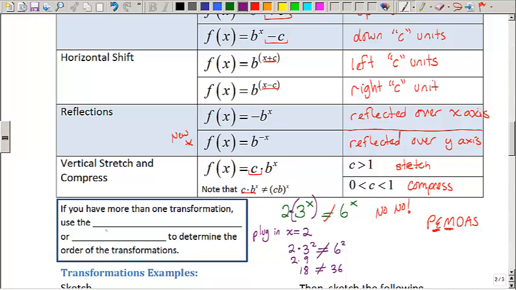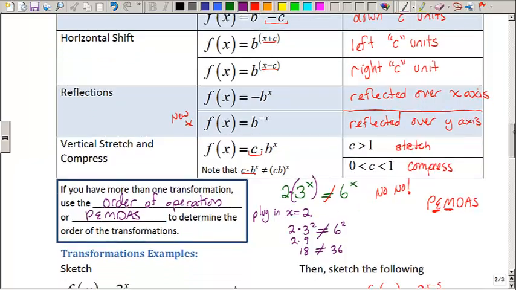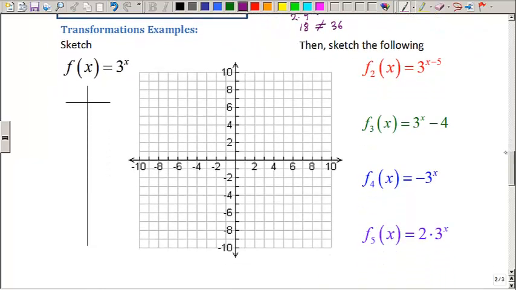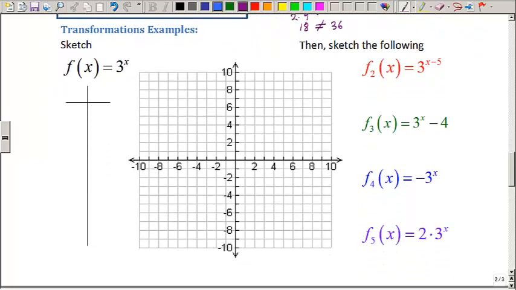Now, if you have more than one transformation, we're going to use order of operations, or PEMDAS, to determine the order of the transformations. So let's take a look at this. I am giving you one parent function, f of x equals 3 to the x. We're going to first sketch the parent function.